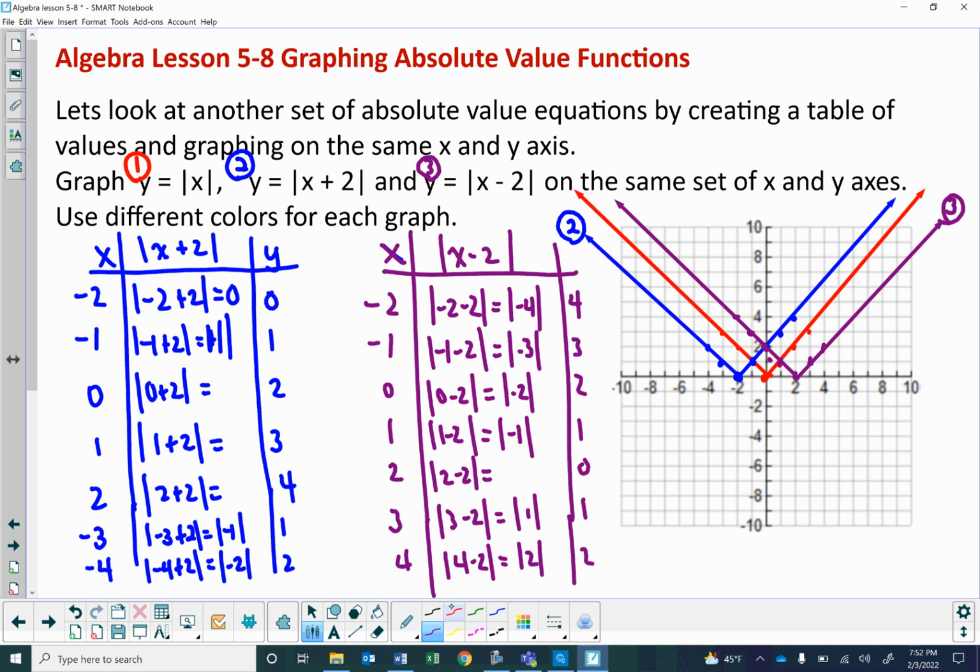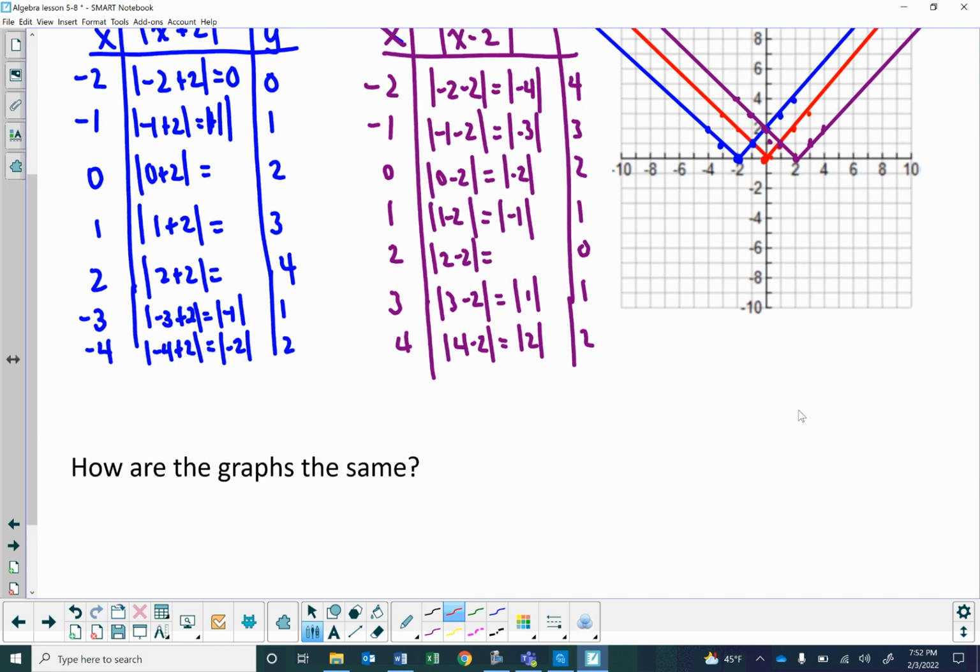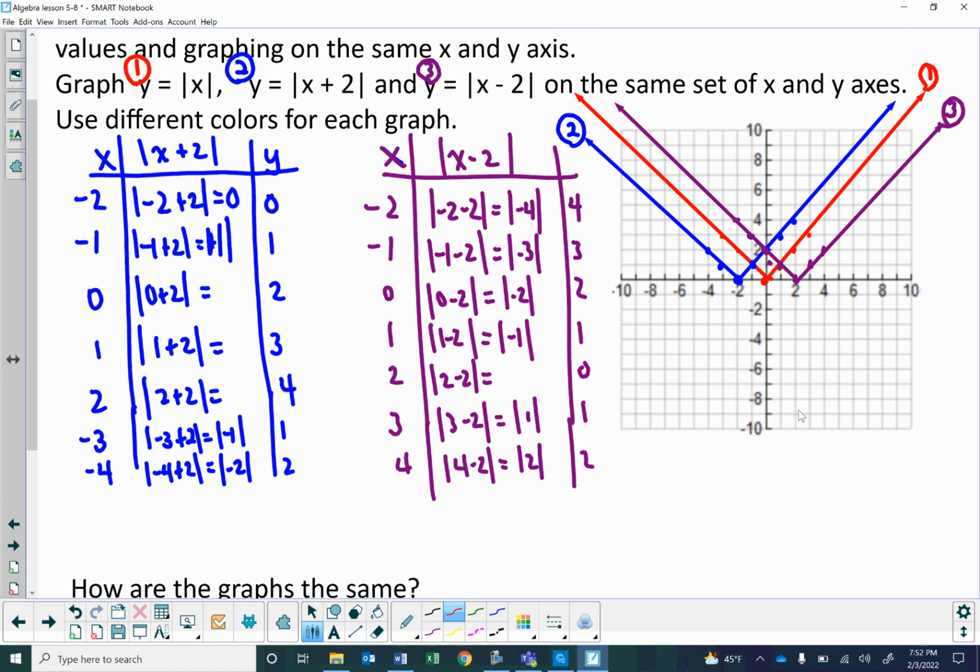Oh, I never labeled graph number 1. Bad me. There you go. So if we look at this, okay, we've used different colors. How are these graphs the same? Still the same V shape, aren't they? Still the same V-shaped graph, just like they were before. So we have our nice little V shape.